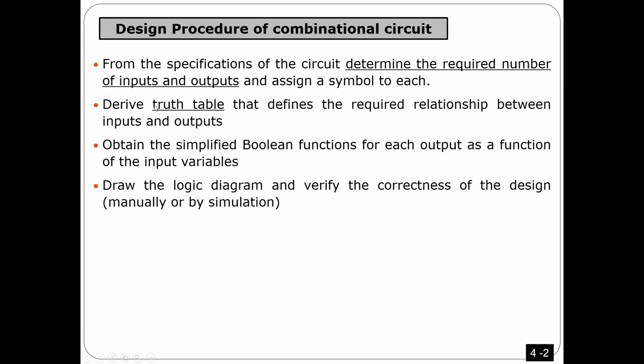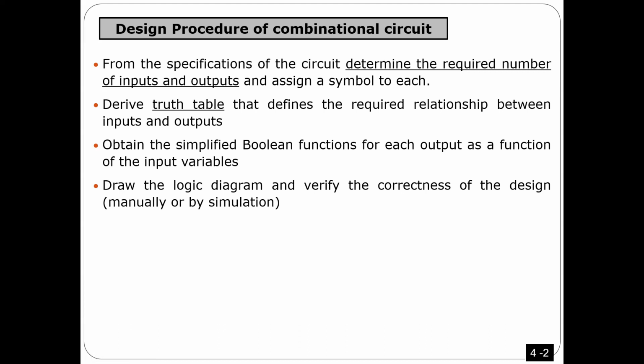Again, nothing here is new, because what I'm going to explain is similar to what we did before. Number one, from the specification: I want a circuit to do something, so I have to give you a specification and tell you what this circuit has to do. From the specification I give you, you have to determine how many inputs and how many outputs are needed, and then assign symbols for them. This is step number one.